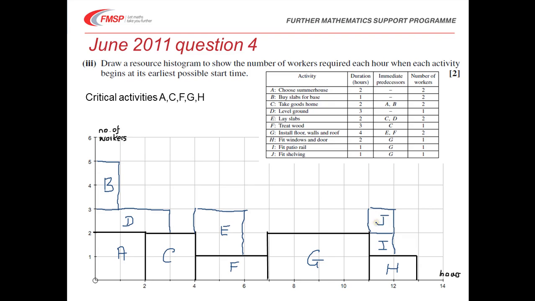So 1 method mark for the axes scaled appropriately and a plausible histogram, and an accuracy mark if the histogram is correct and the axes are labelled. Okay.